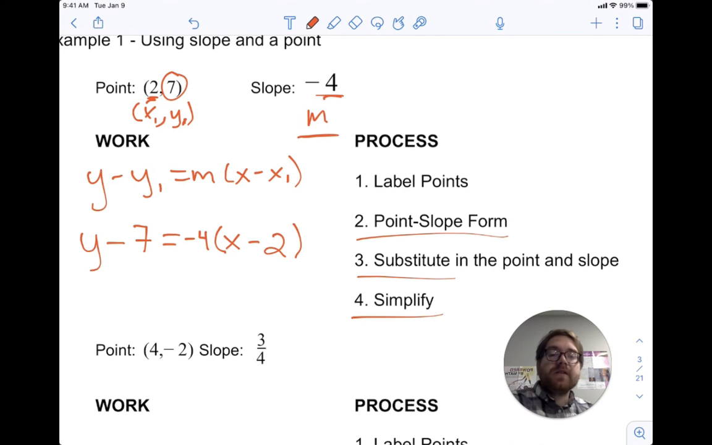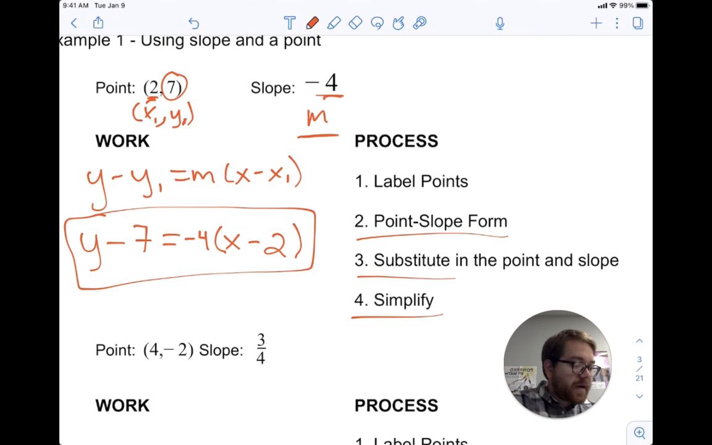In this case, we don't necessarily need to simplify because we're just trying to figure out how to write this in point-slope form. And so that is all we need to do. This is going to be our answer here: y minus 7 equals negative 4 times x minus 2. So this is a different way of writing a linear equation, specifically in point-slope form. Let's look at one more example.